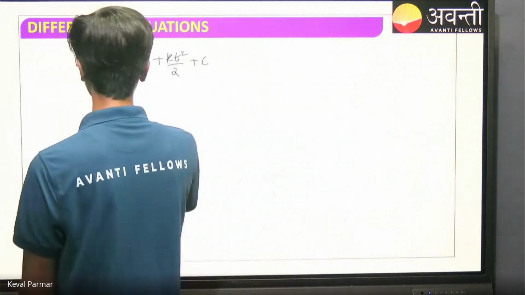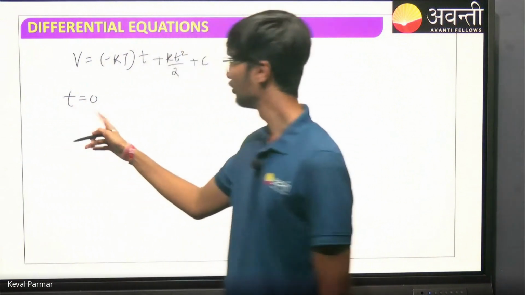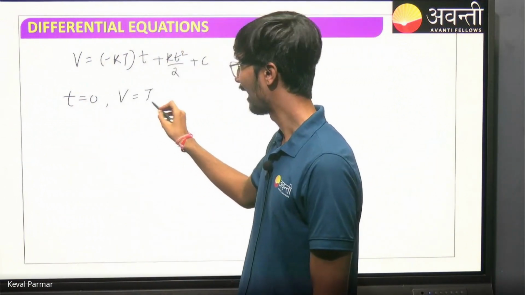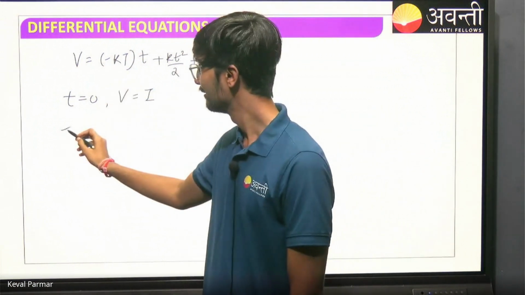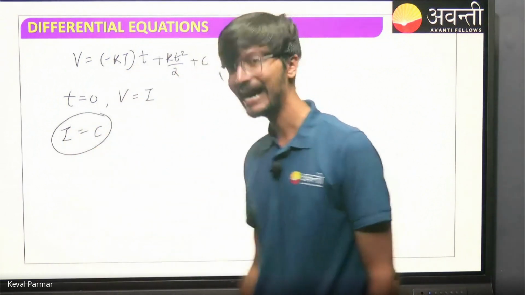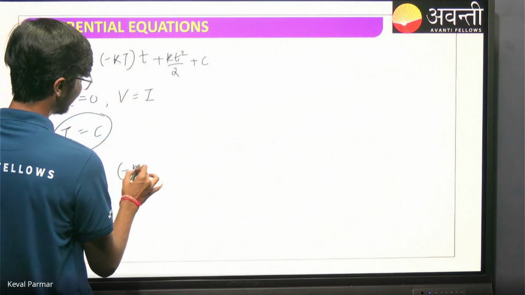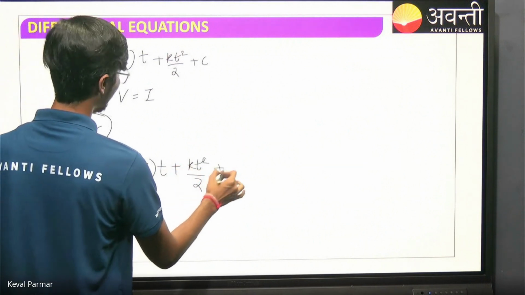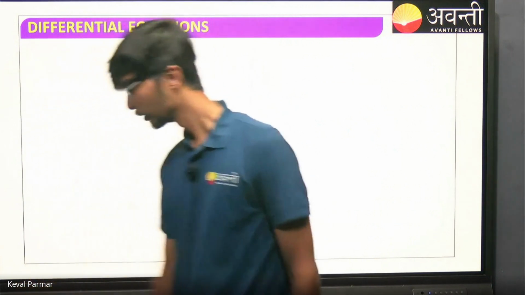That means the boundary condition is when I purchase the equipment, that is t equals 0, then the initial price was I. So if I put this here, I'll get I equals 0, 0, c. That means the value of c is I. So finally the equation will become V equals minus kT into t plus kt square by 2 plus I. Now I need to see what they want. क्या चाहिए भाई उन लोग को?